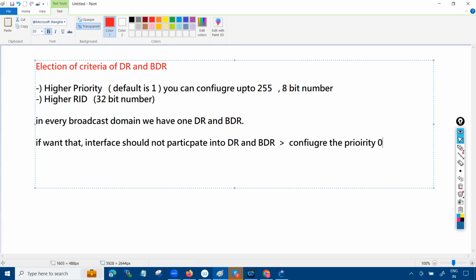Priority zero is called a special priority. If you configure priority zero on the interface, the simple command is: go on the interface, ip ospf priority zero. That interface will never become a DR or BDR, right? It will always go as a DROTHER.